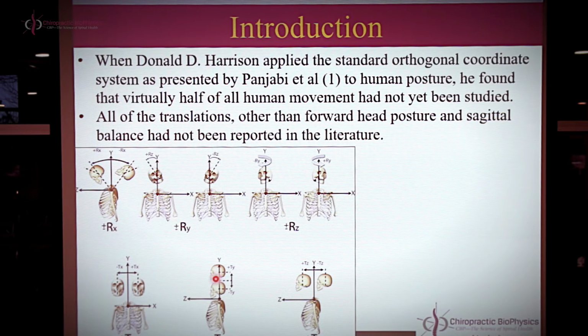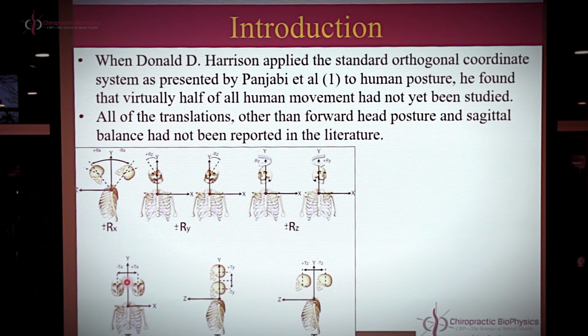That's translation Y. Up is positive, down is negative. And then forward and backwards is translation in the sagittal plane. Forward is positive, backwards is negative. These translations are very important for human body analysis, human performance, human function, etc. In this particular case, we're going to describe a patient that has a right head translation, called a negative translation of the head on the x-axis.